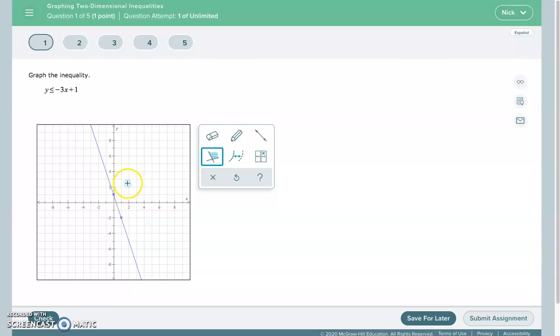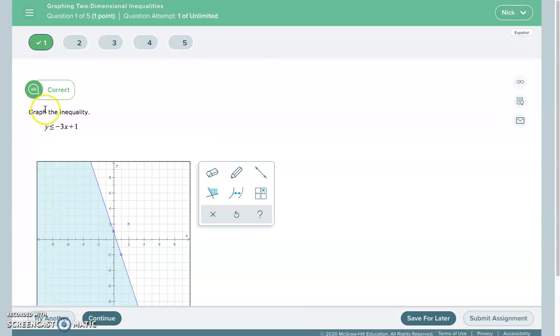If that's true, then I would click on the side with my test point. If it's false, I'm going to click on the other one. In this case, it's false, so I'm going to click over here, and my shading will be on the opposite side of my test point. Okay. So that's a slope-intercept one.